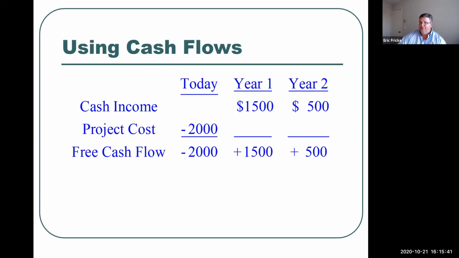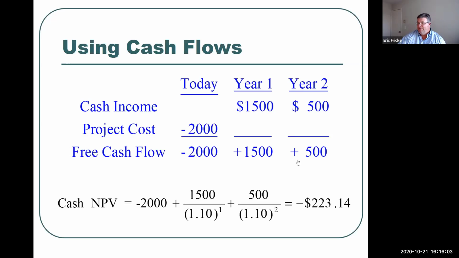So here are cash flows. And the cash income in years 1 and 2 is $1,500 and $500. That's from the previous example. And now with cash flows, we look at the entire upfront cost, and that was $2,000. And so here are our total cash flows every year when we sum them up. And then when we calculate NPV, we get a negative 223. So because that's a negative NPV, we wouldn't do this project, okay?